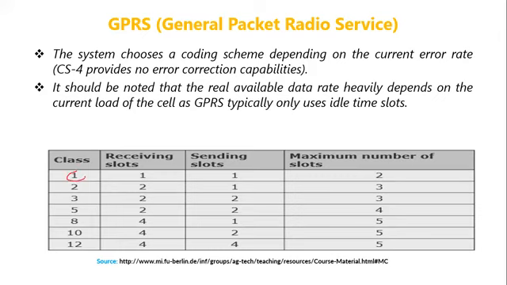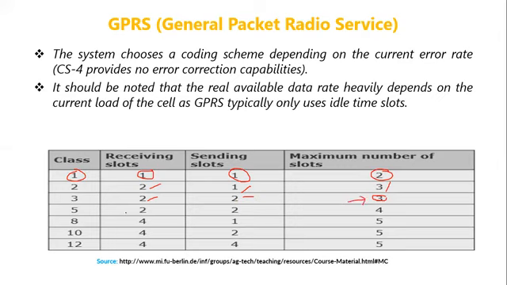So here is a class 1 device which can receive in one slot and it can send in one slot, and maximum it can use only two slots. This is a class 2 device which can receive in two slots and send in one slot, and the maximum slots it can use is 3. Here is device 3 which can receive in two slots and send in two slots, but the maximum slots it can use is only 3. See, even though it can receive in two slots and send in two slots, it cannot use all the slots because its maximum limit is only 3 slots.